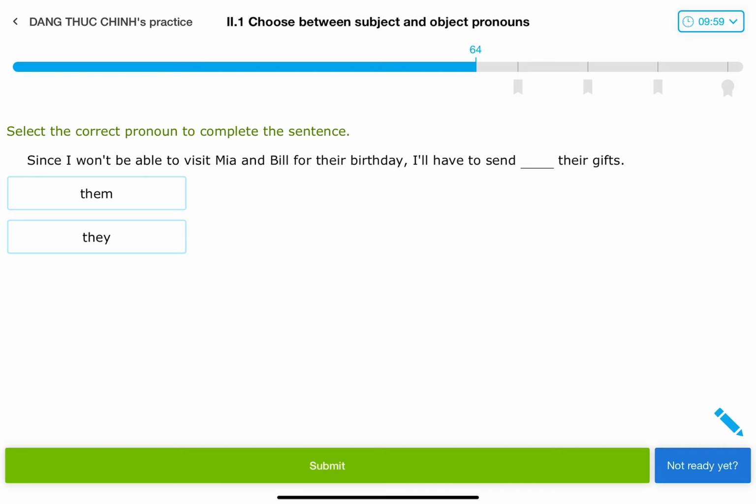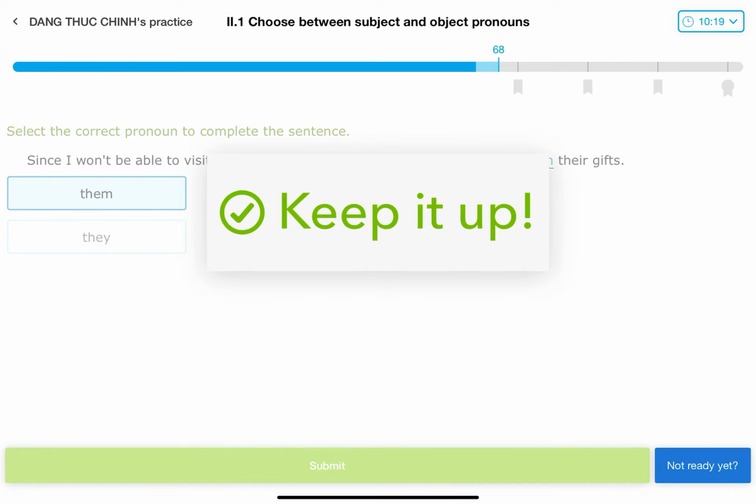Since I won't be able to visit Mia and Bill for their birthday, I will have to send them their gift. Okay, we have "send," which is an action verb, and an action verb stands before an object pronoun. So we would use "them" because it is an object pronoun.